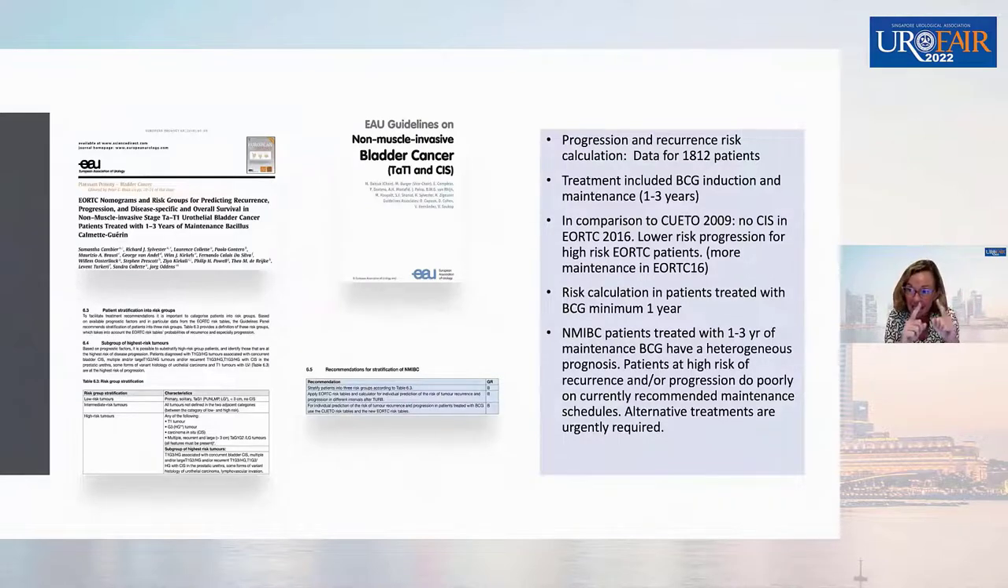In 2016, another classification came in, from a reanalysis of patients in EORTC trials, this time almost 2,000 patients treated with BCG, not only with induction BCG, as the CUETO group already did, but also treated with maintenance. In this group, however, patients with primary CIS were not incorporated. This classification was modified, and for the first time, we included not only the three groups, low risk, intermediate, and high, but a sub-classification within the high risk of those at highest risk of progression.